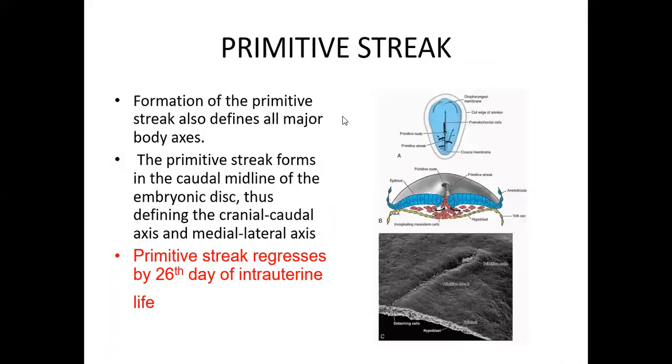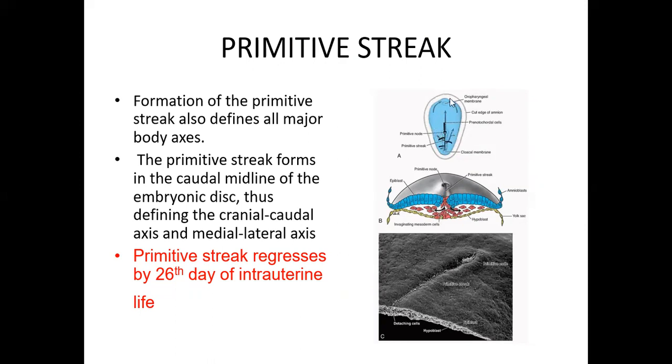So the formation of primitive streak, why is it important? Because it defines all the major body axes of an embryo. So it divides the embryo into a cephalocaudal axis. Over here, this one is the primitive streak. This one is the longitudinal section of an embryo when we are viewing it from above, and this one is the cut section. Now the primitive streak forms in the caudal midline of the embryonic disc. Caudal, that is, it is occupying the posterior half of the embryonic disc.